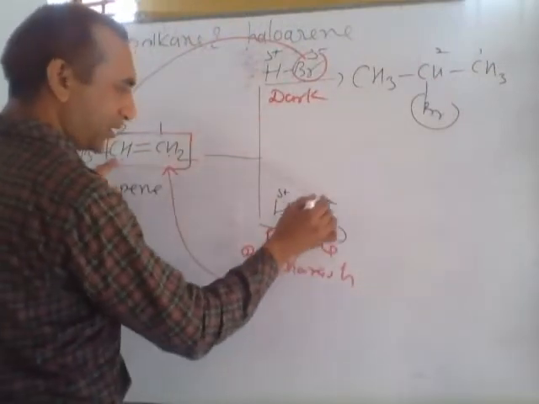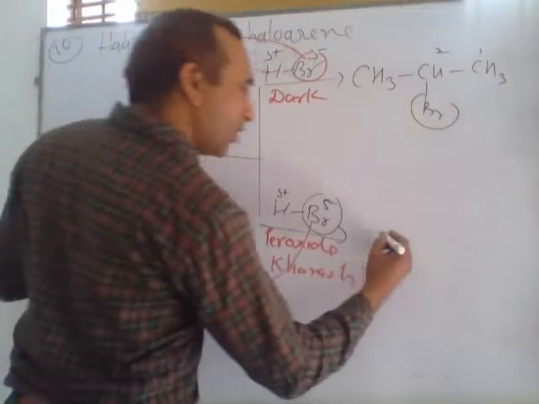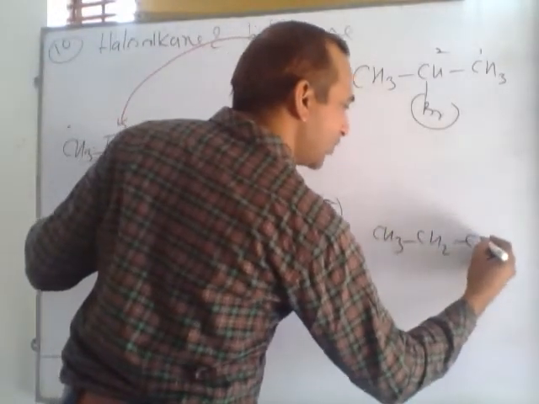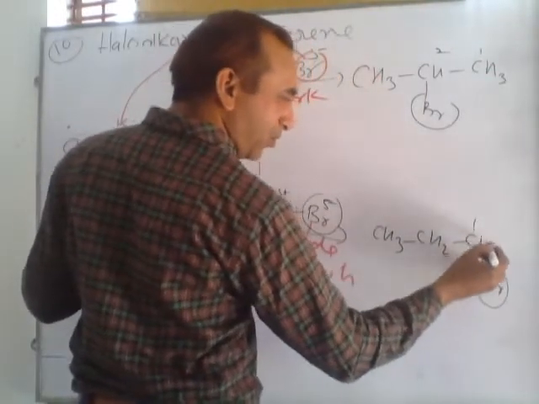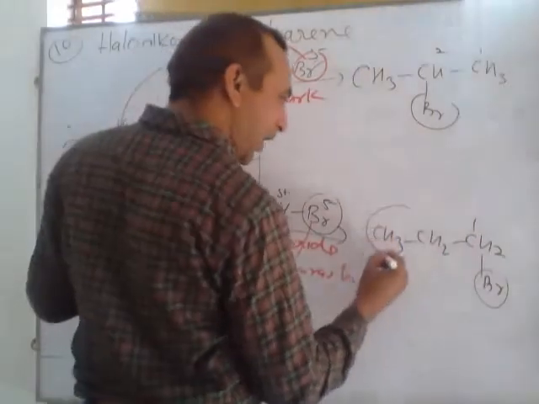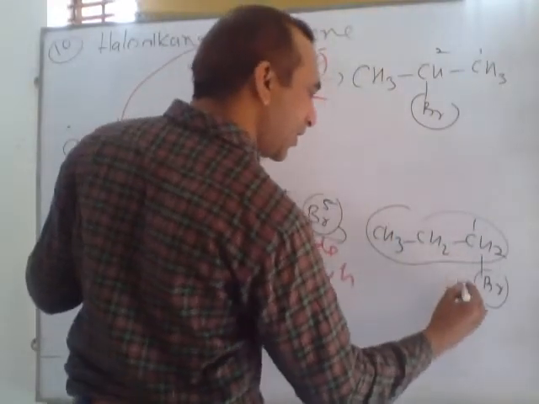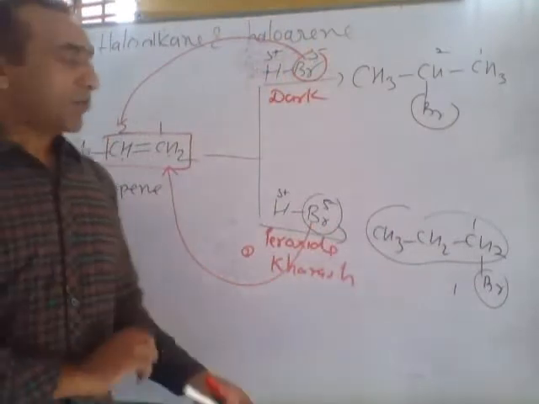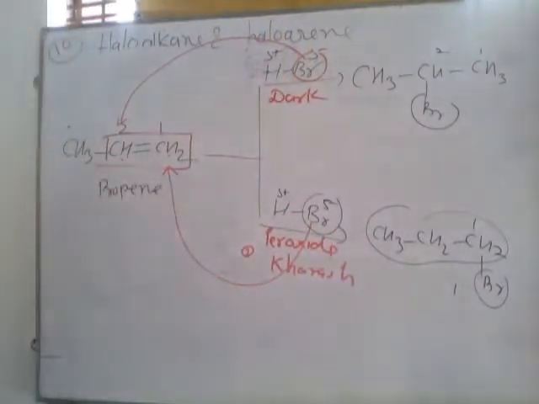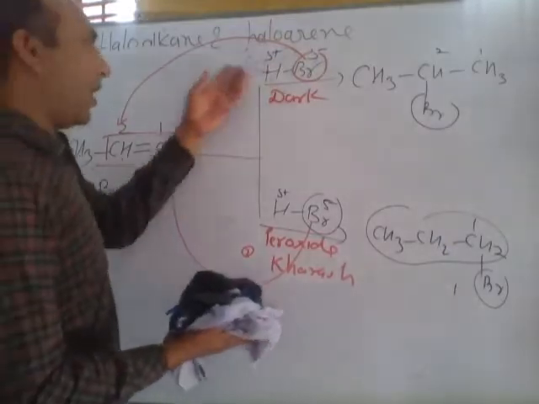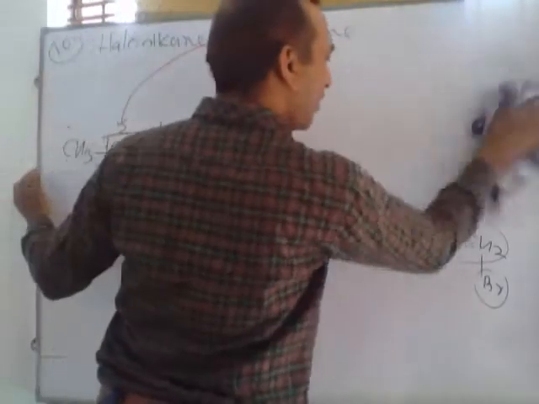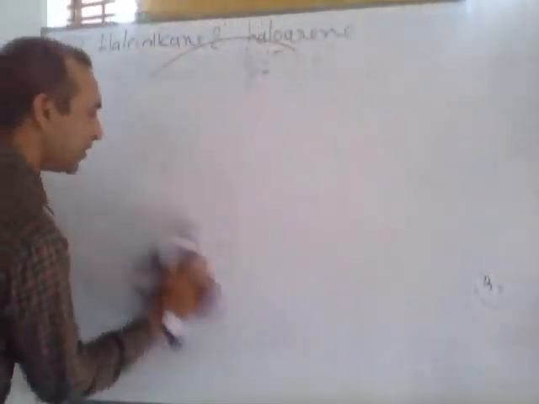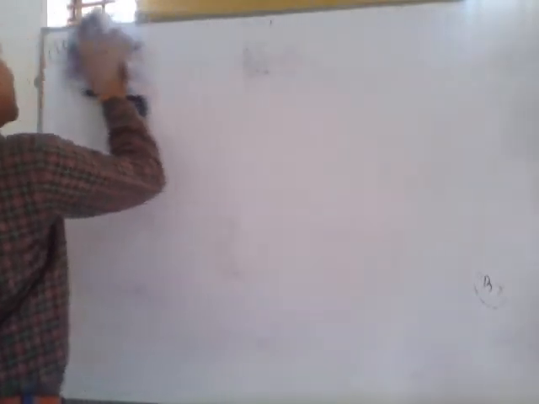But in Kharasch reaction, negative part joins here. CH3, CH2, CH2, here Br. This is 1-bromopropane. Otherwise we can say normal propyl bromide. This is category of primary. So these two are Kharasch reaction and Markovnikov reaction. After the reaction, different categories of RX are formed, secondary and primary, based on presence of peroxide or light, otherwise in dark. What was the second heading?